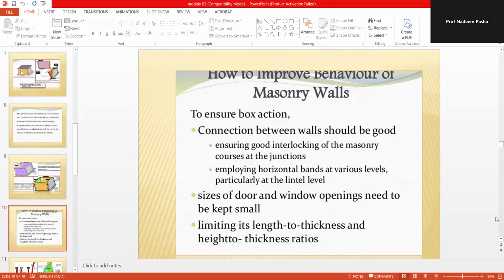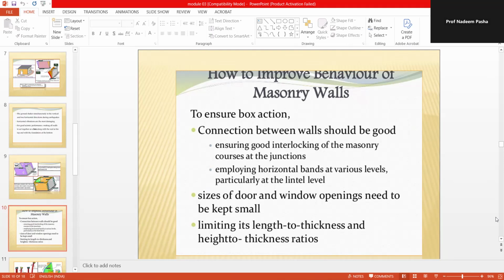So now, how to improve the behavior of masonry walls. Till now we have studied the behavior of masonry walls. Now we will study how to improve it. To ensure box action, the connection between walls should be good. Connection is very important. Ensure good interlocking of the masonry courses at the junctions. Apart from this, you have to ensure that good interlocking of the masonry courses at the junction is observed.